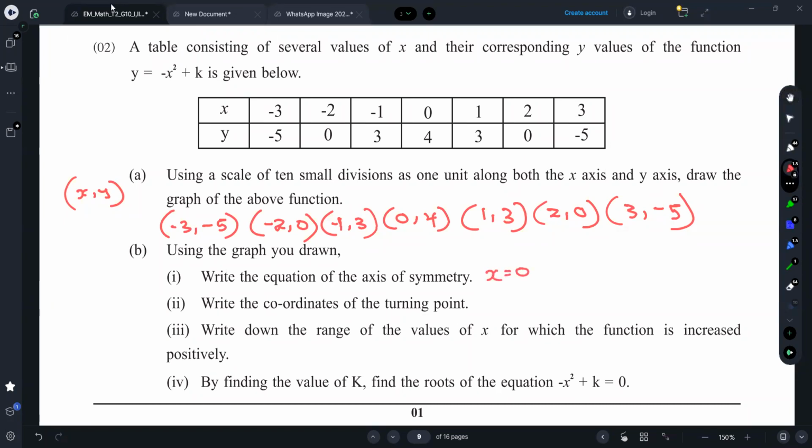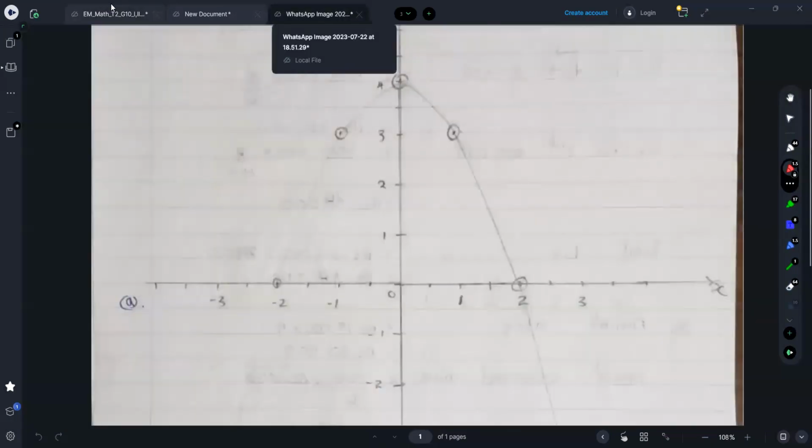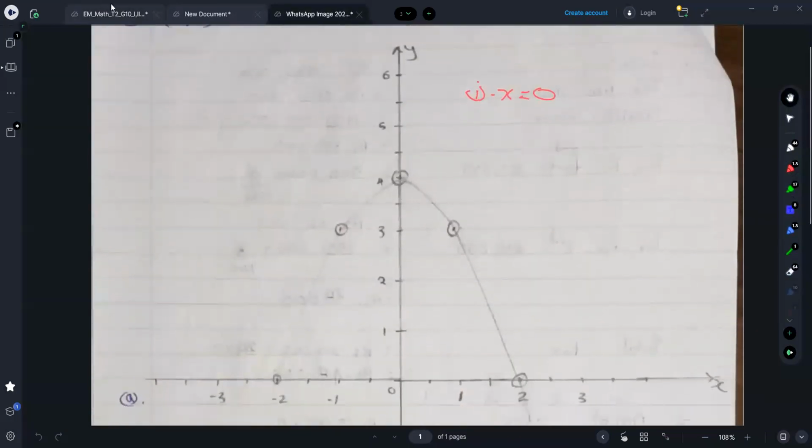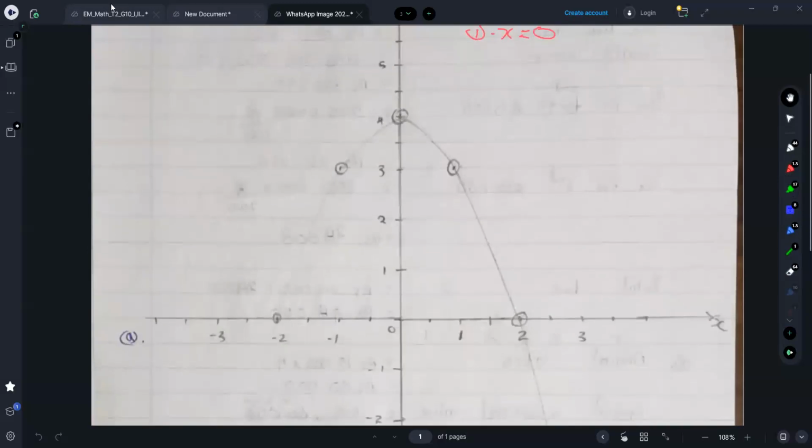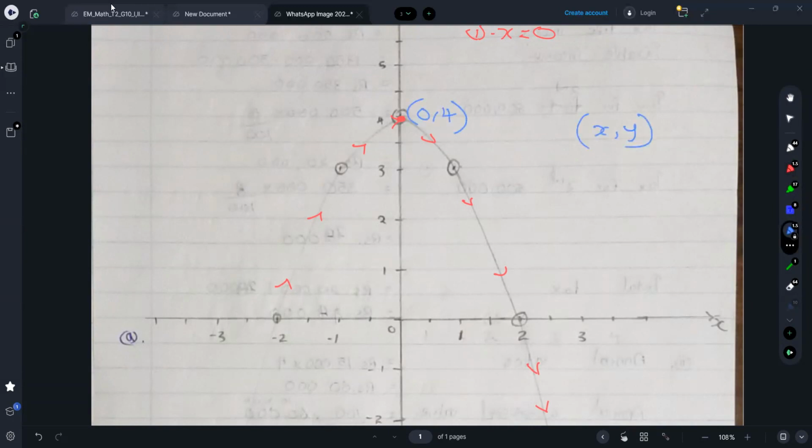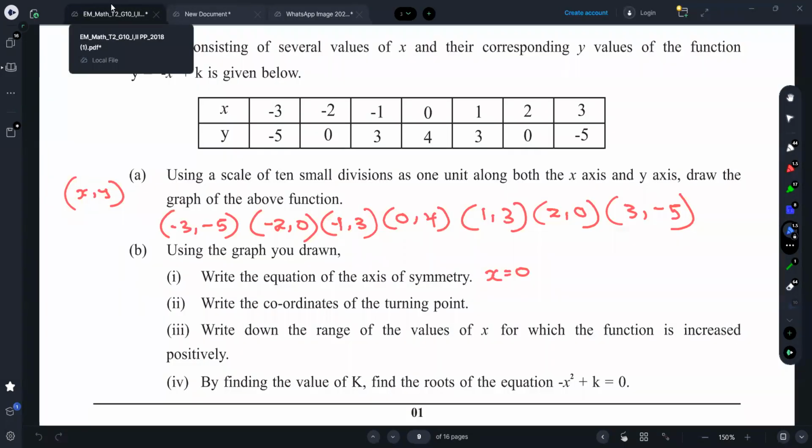Next, write the coordinates of the turning points. What are the coordinates of the turning points? Here now, what is the turning point? The graph is moving like this. And here, it is turning the other way. Then, the turning point is 0, 4. Always we take x first. X value is 0, y value is 4. 0, 4.